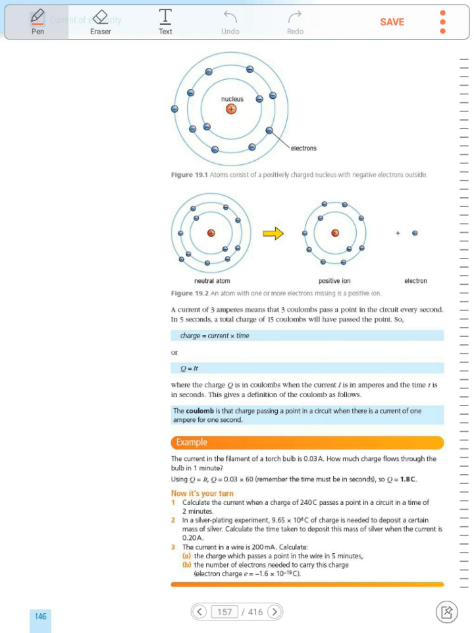Now, the atom consists of a nucleus, and the electrons are outside the nucleus. Inside the nucleus we have protons and neutrons, and the electrons outside. Because of that, the electrons can transfer from one place to another. The definition of coulomb: it is the charge passing a point in a circuit when there is a current of 1 ampere for 1 second. So Q equals I T.